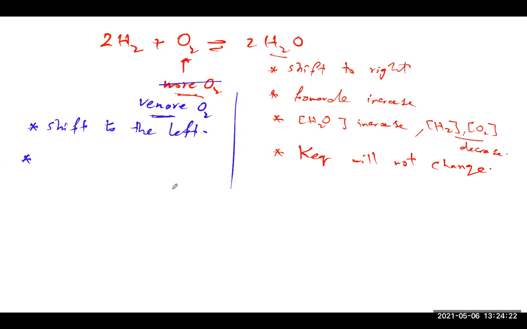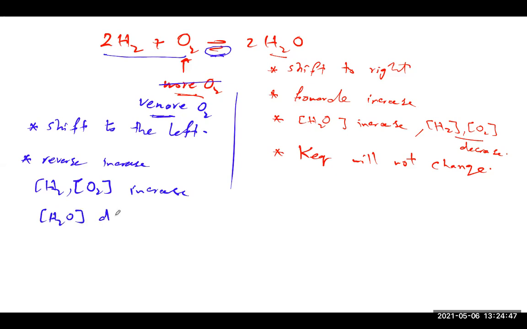Okay. How do we shift to the left? It means that the reverse reaction should increase. So the rate of the reverse reaction will increase. And if we increase the rate of the reverse, it means that we'll produce more H2 and O2. So the concentration of H2 and O2 will increase, and the concentration of H2O will decrease, because we will produce more H2 and O2, and so we will consume H2O.